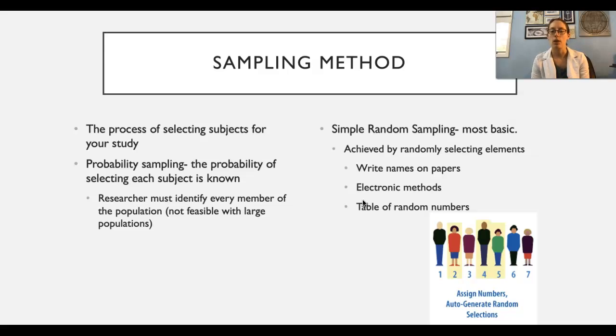Simple random sampling is the most basic, and that's achieved by randomly selecting elements. Either you can write names on paper, you can use electronic methods, there are tables of random numbers in the back of your book. The point here is that you are randomly assigning people into the sample group.